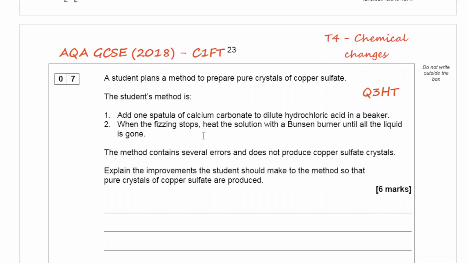So there's a pattern here. If you're a higher student, you would expect the 6-mark question to appear right at the start in your chemistry paper for combined science. That brings us to the end of the paper and the end of this video.